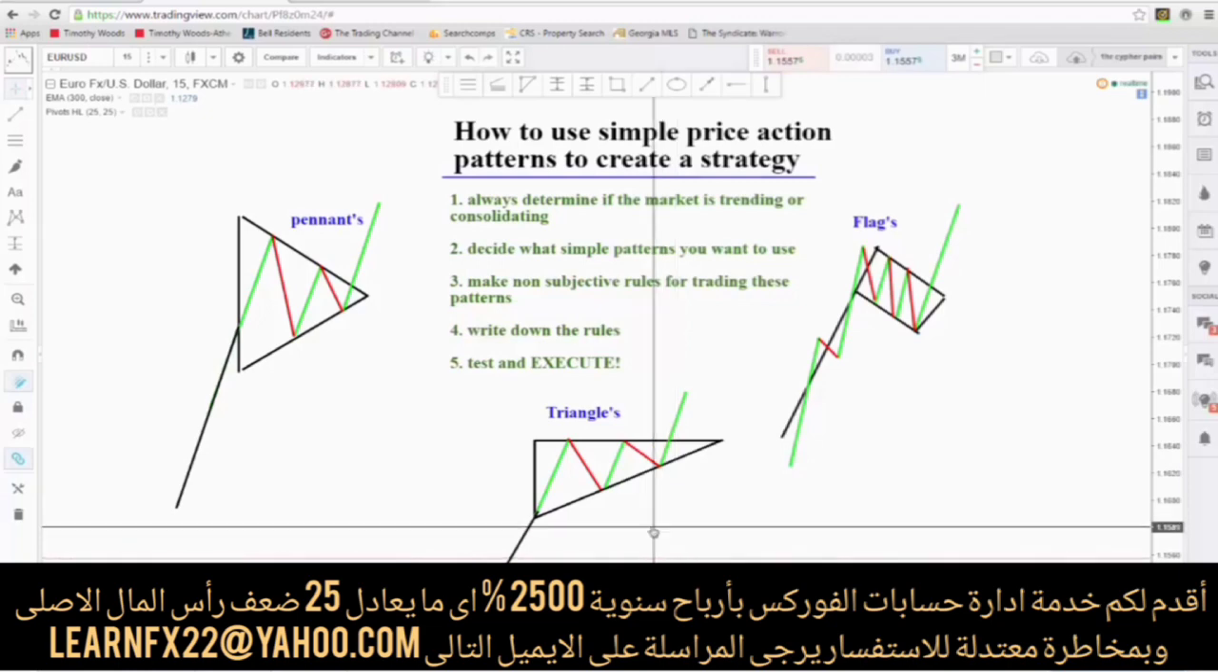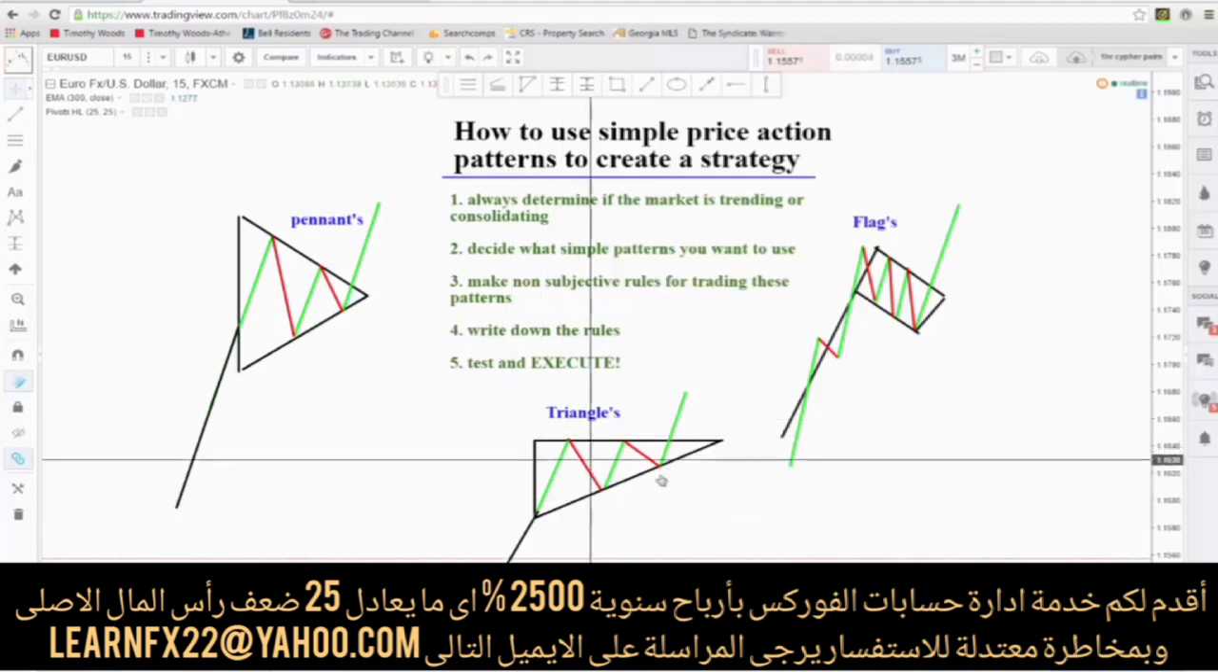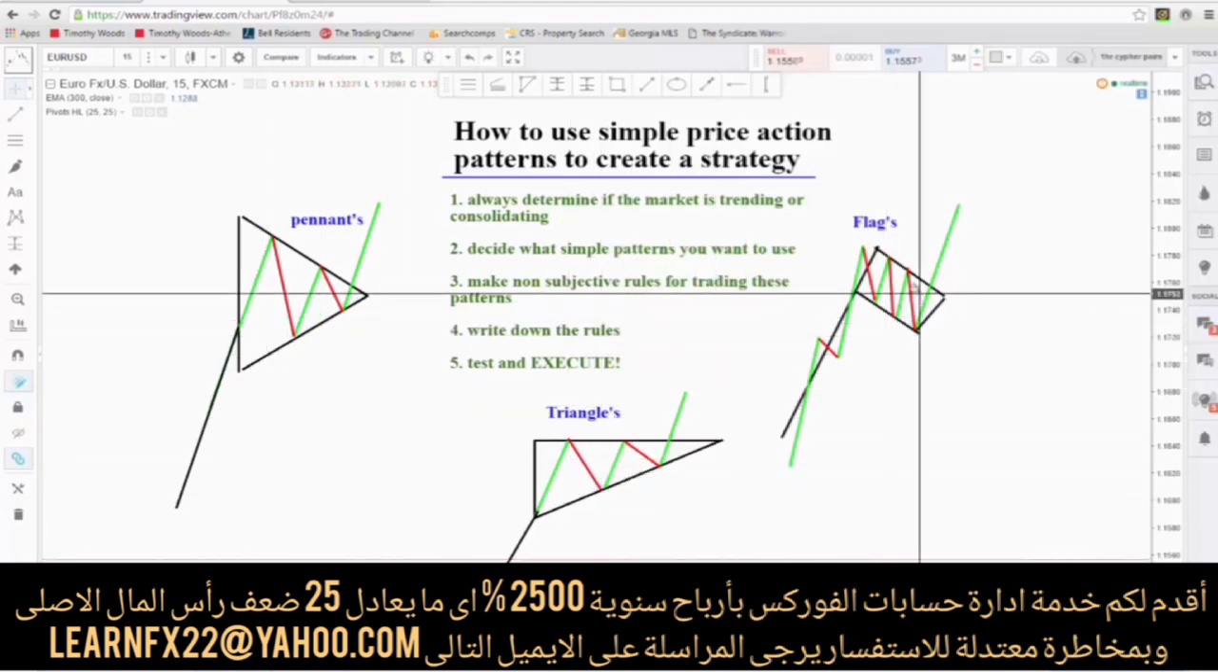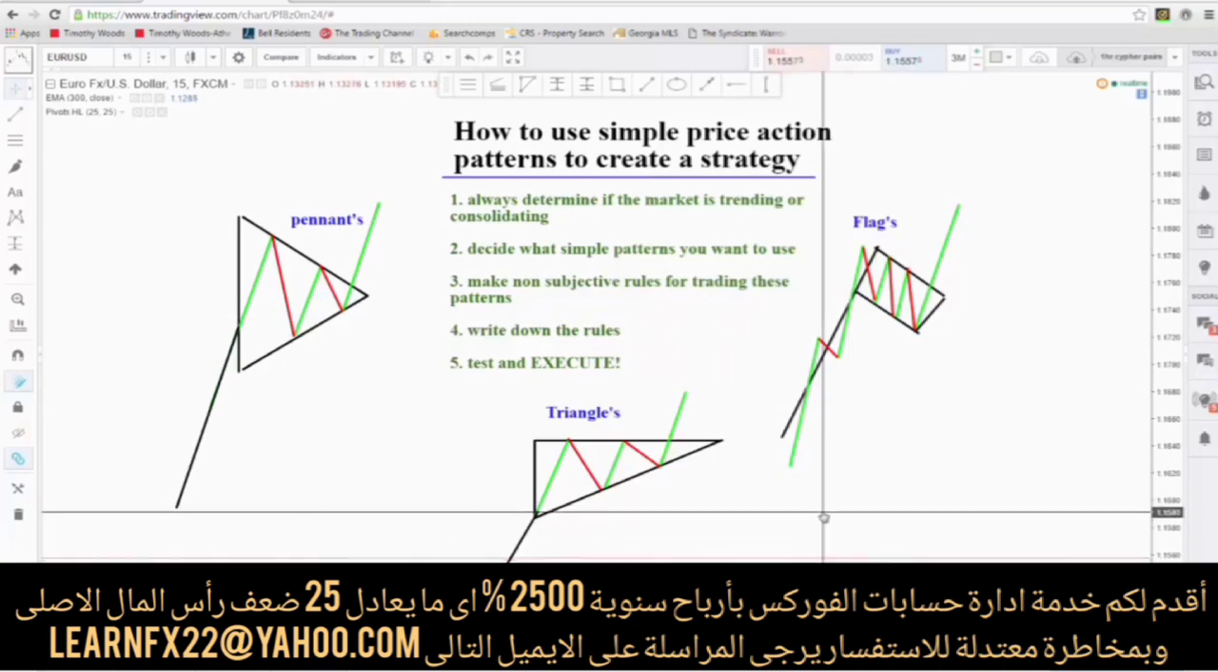And this is a lot of the reason why these simple price action patterns don't work for a lot of traders, is because they don't follow the first rule. They don't follow that first step. They always just trade every triangle, every pennant, and every flag that they see, instead of waiting for the market to be in trend and trading based around that underlying trend.